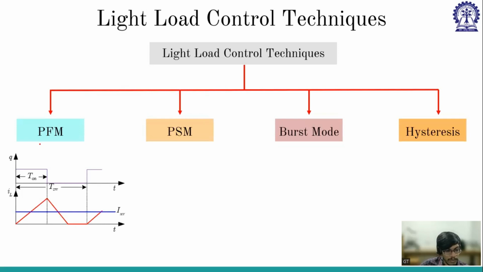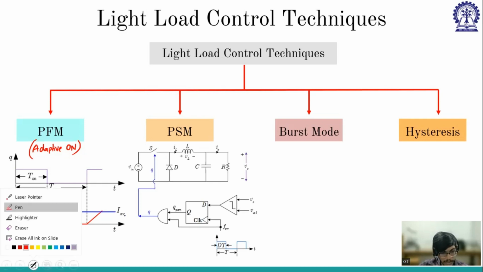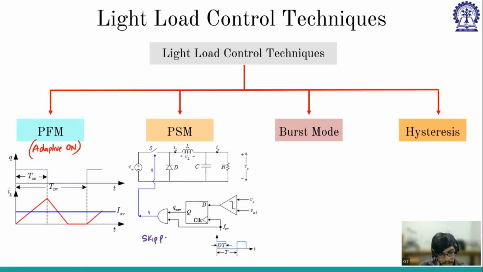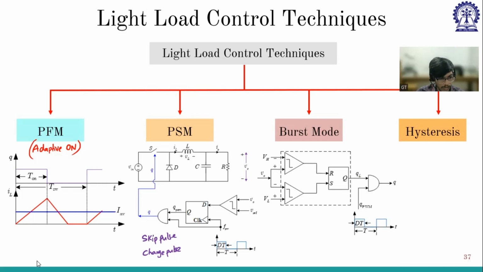So in PFM, one popular control architecture that is used in many of the products is adaptive on time, which we'll discuss in the upcoming slides. The other one is the PSM. So it has either a skip pulse or a charge pulse, and this we have discussed last week, where we implemented the digital PSM also. In digital PSM, we have one V0, one V reference, and one comparator. So if V0 is more than V reference, it will skip. If V0 is less than V reference, it will charge.